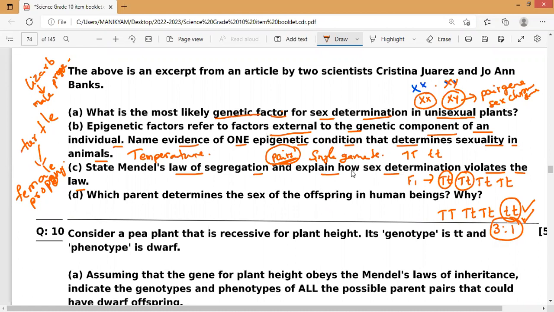But in sex determination, offspring get only one gene from each parent. But in humans, there is no Y chromosome present in the female body. Females have only XX chromosomes, while the male body has the XY chromosomes.